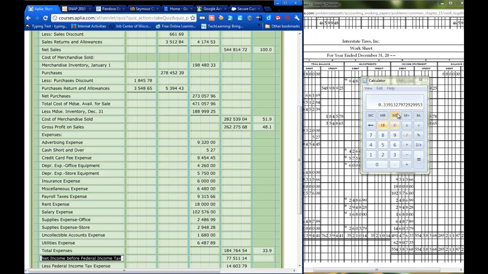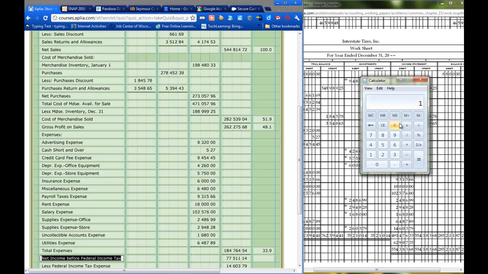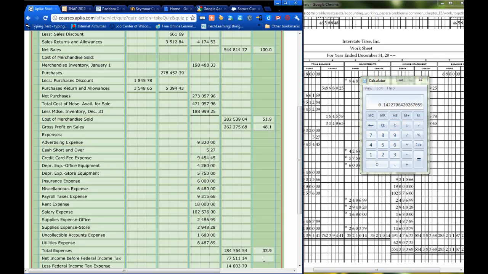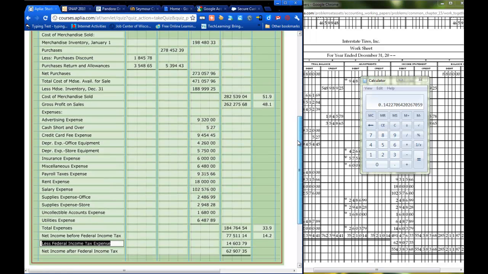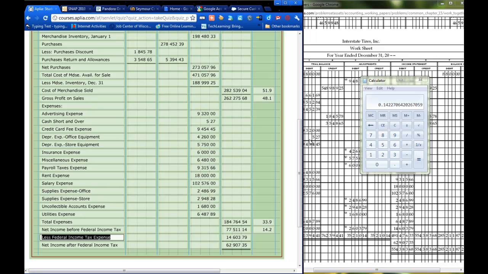My net income then is 14.2%, excuse me. For every dollar that this business sells, the profit they are keeping for this fiscal period was 14 cents.